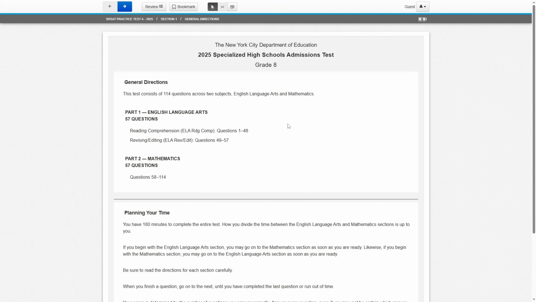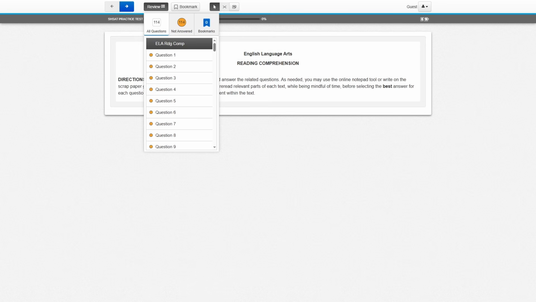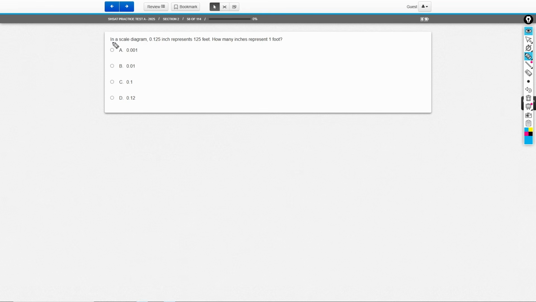So when you first log on to the test, this is the information you're going to be greeted with. You're going to press this next button, start the exam, and I'm going to quickly jump all the way to the start of the math section. The question starts with, in a scale diagram, 0.125 inch represents 125 feet. So how many inches represent 1 foot?